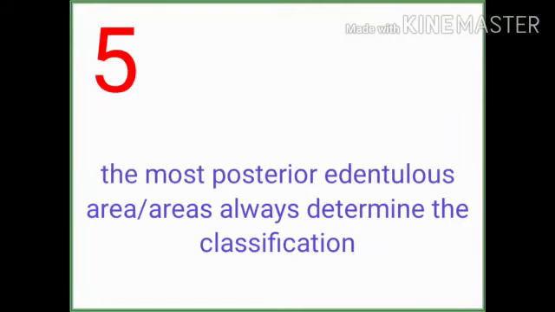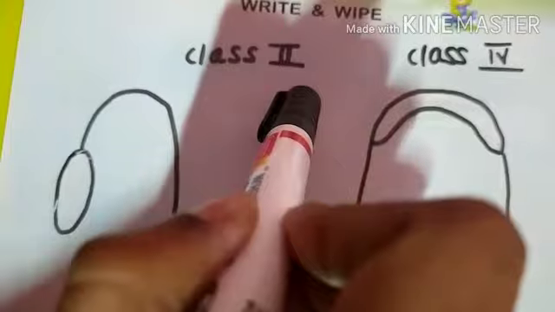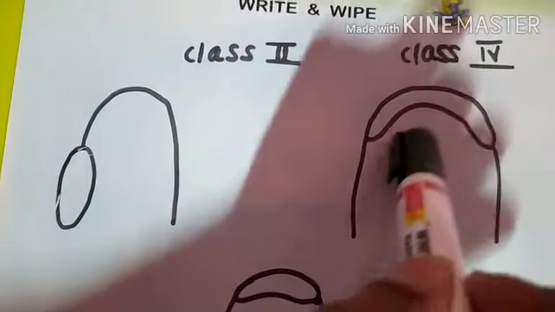The fifth rule is the most posterior edentulous area or areas will always determine the classification. That means the posterior most edentulous space will be the main classification. So as we have learned in Kennedy's classification, a unilateral edentulous space is class 2 classification. An edentulous space which crosses the midline is a class 4.